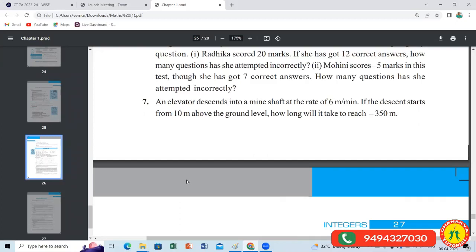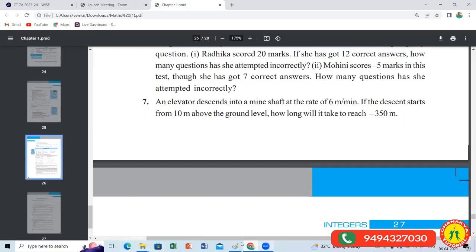If the descent starts from 10 meters above the ground level, how long will it take to reach minus 350 meters? Very good question, Nana. Actually, this is a beautiful question. An elevator descends, descends means it is going down into a mine shaft, at the rate of 6 meters per minute. In 1 minute, 6 meters going down. The descent starts at about 10 meters above the ground. And how long does it take to reach minus 350 meters?